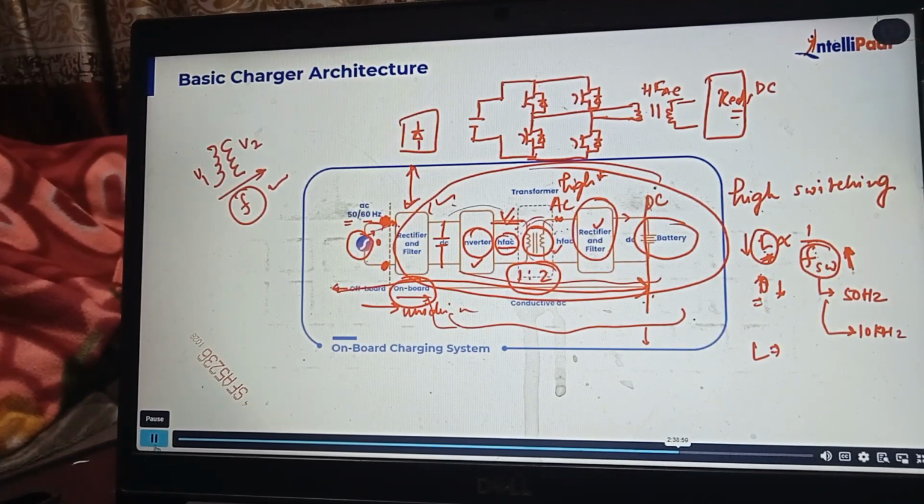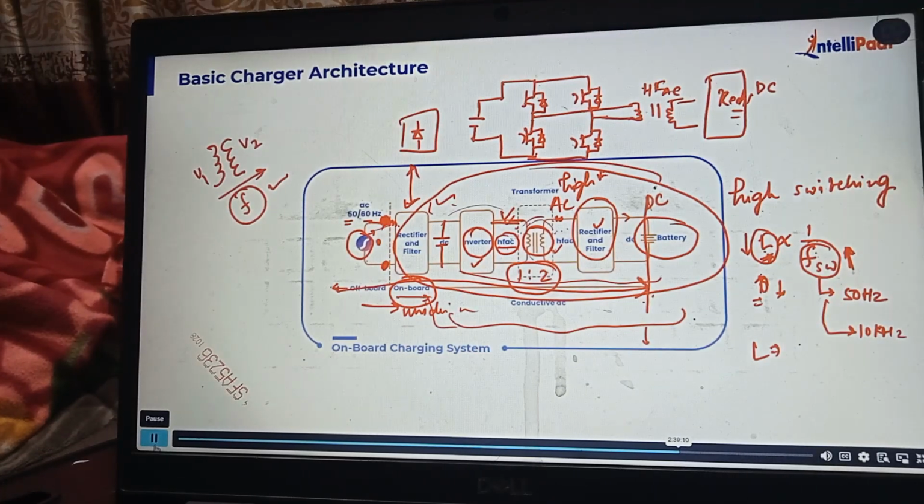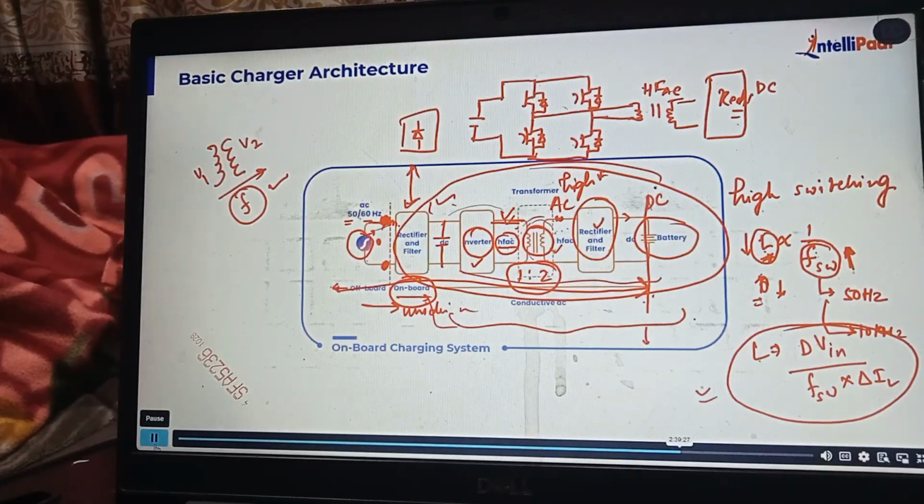Output capacitor design. So L of the boost converter can be defined in terms of the duty cycle D and input voltage, divided by the switching frequency multiplied by the ripple in the current. This is the formula we are following. You can clearly see that if other things are kept constant, L is inversely proportional to the switching frequency. Sir, L is equal to N phi by I.